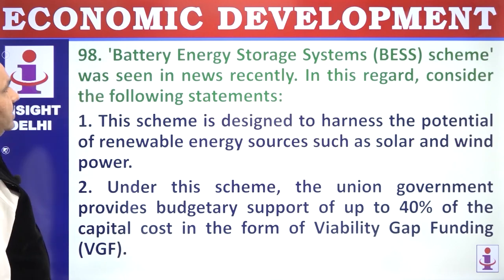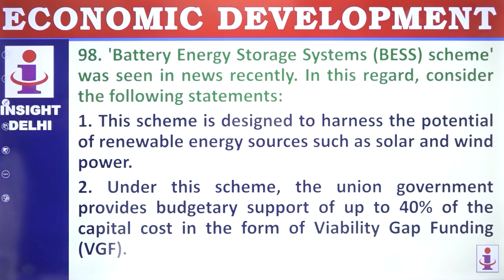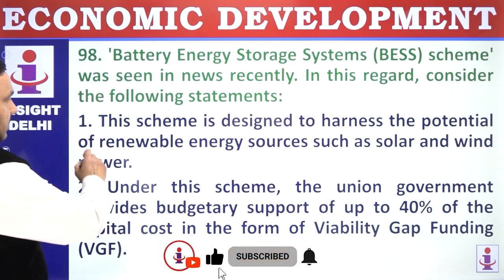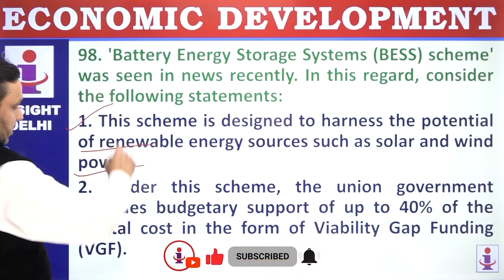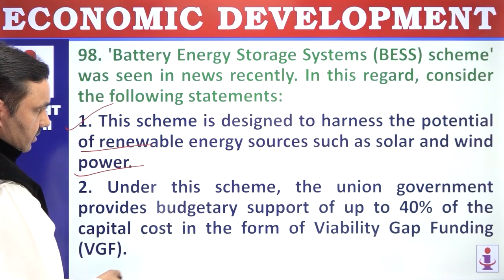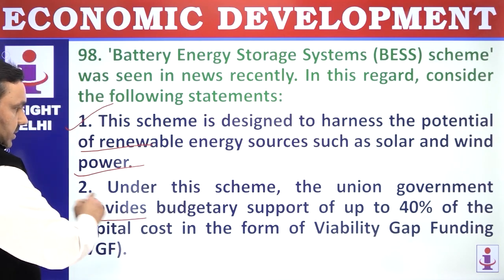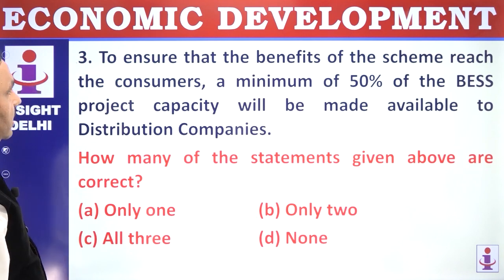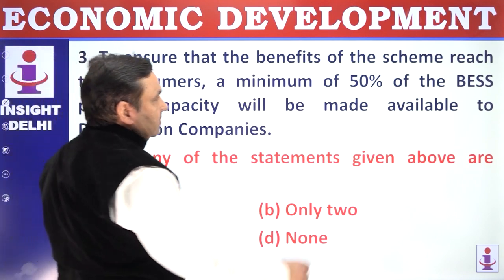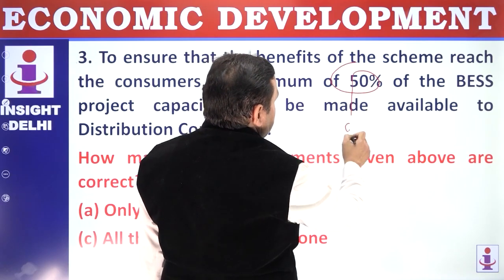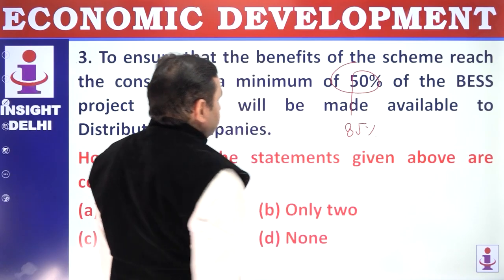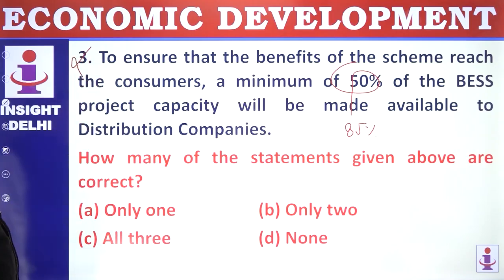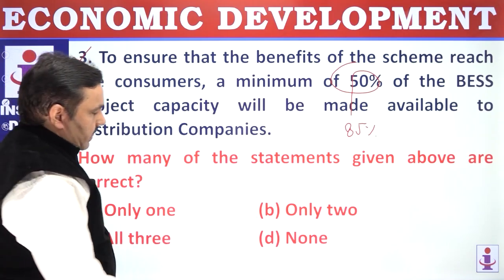The Battery Energy Storage System, BESS scheme, was seen in the news recently. This scheme is designed to harness potential renewable sources, that's correct. Under this scheme, the Union government provides budgetary support, correct. To ensure the benefit of the scheme, minimum 85%, not 50%, 85%. Third is wrong. How many? Only 2.